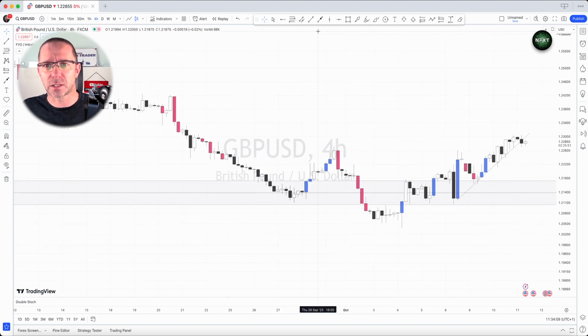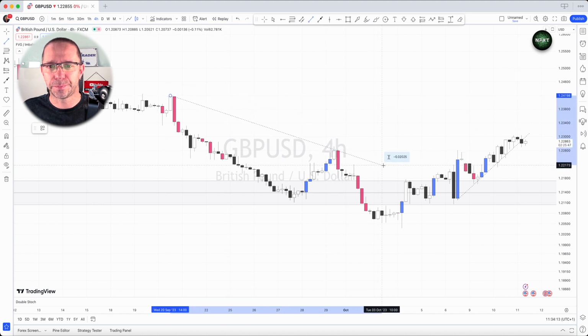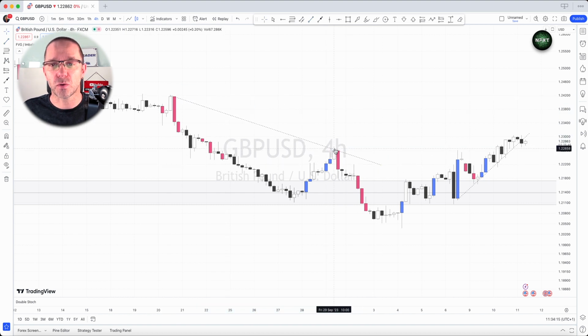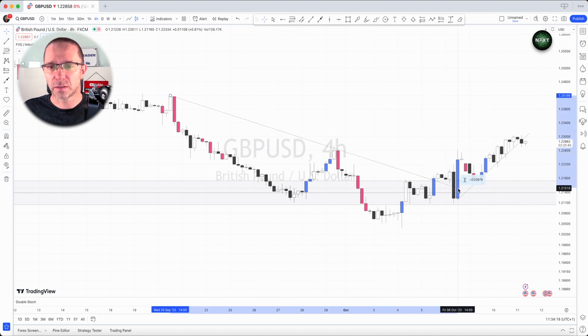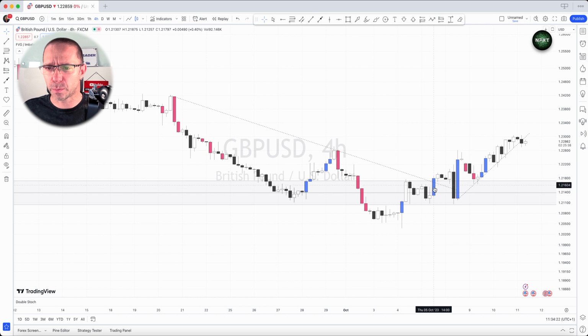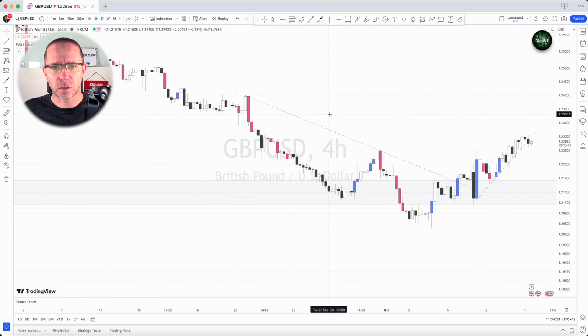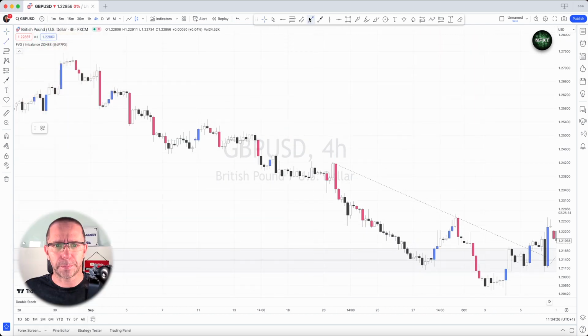So let me just show you here. We have this move through. That wick is pushing through this trend line, and then dropping off. So where we come to the next time, we see a breakthrough. It's not a great example there. Let's look at another one.